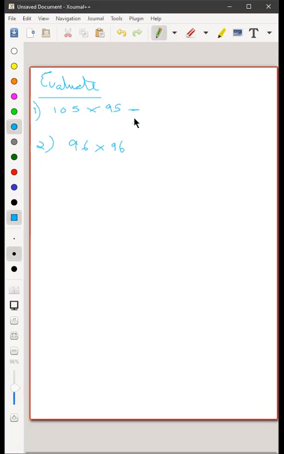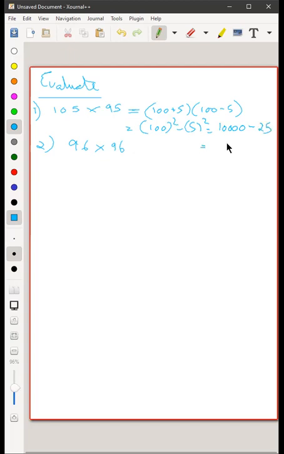Yes, sir. Tell me, what do we write this as? 100 plus 5 into 100 minus 5. Which is equal to 100 square minus 5 square. Yeah, you're correct so far. Which is equal to 10000 minus 25.